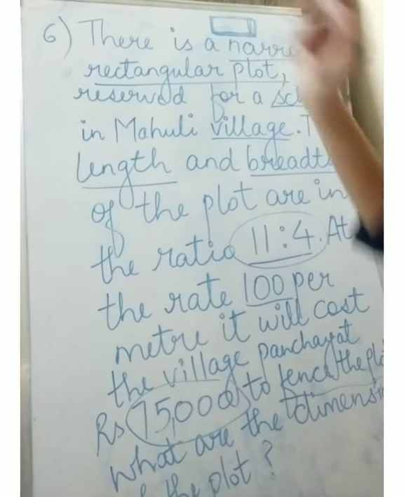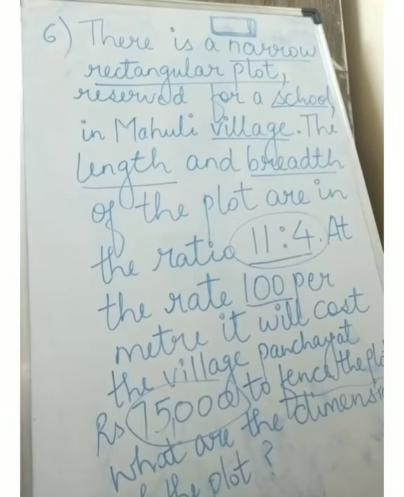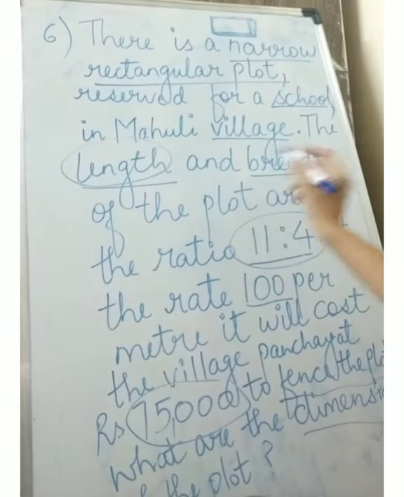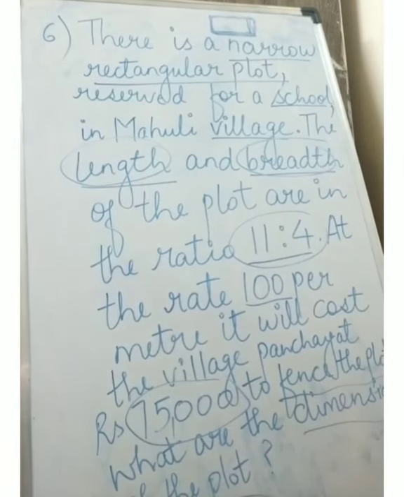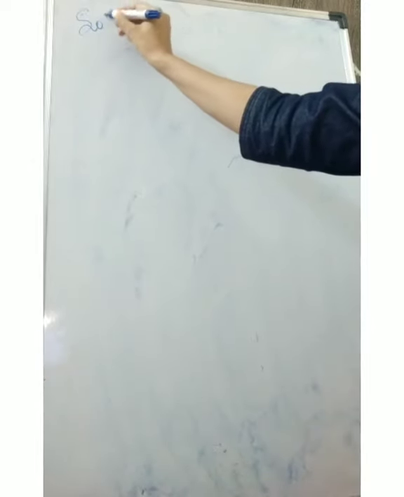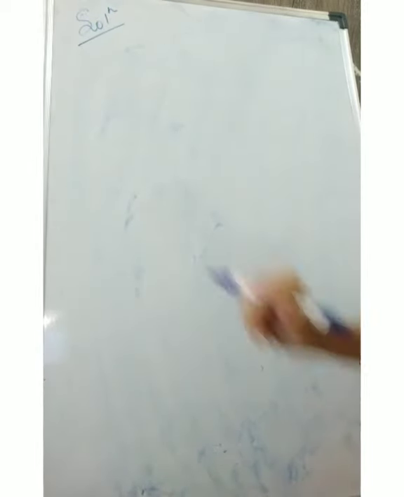It means we have to find firstly what? Perimeter, because we are talking about fencing. Then we have to find the actual dimensions of the plot. It means we have to find the actual length as well as the actual breadth. Is it clear, students? The question is clear? Okay, now we will write the solution.